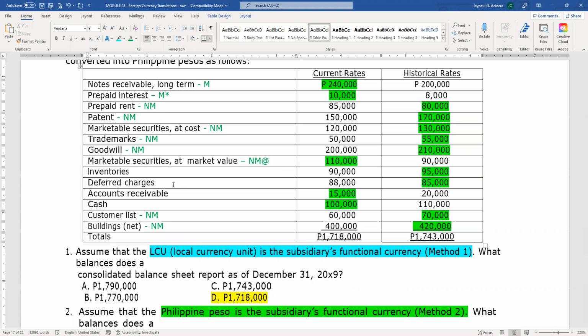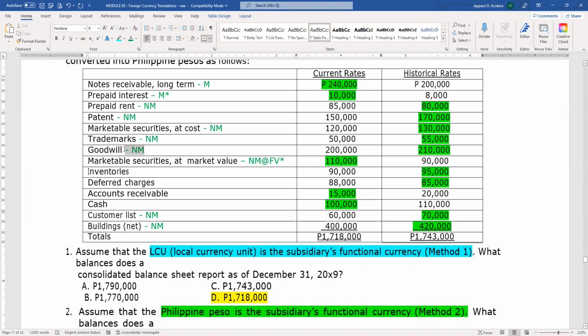However, it is measured at fair value. So isa to dun sa binanggit ko sa inyo na parang special item natin. Okay, if it is non-monetary item at fair value, pero trading securities siya, okay? So yes, it is a non-monetary asset, but we have to use a different rate. So balikan natin to later.